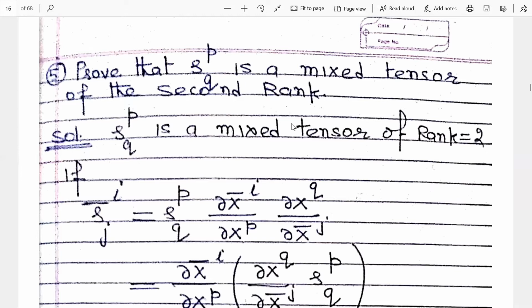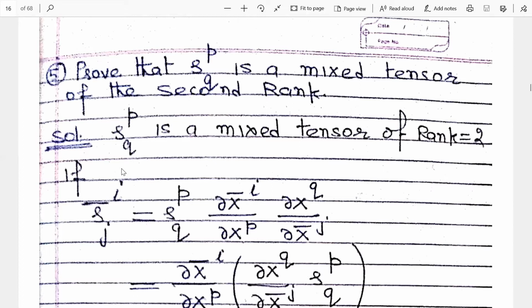Now the next result is: prove that the Kronecker delta is a mixed tensor of second rank. Solution: delta_pq is a mixed tensor of rank 2. That is, we want to show that.